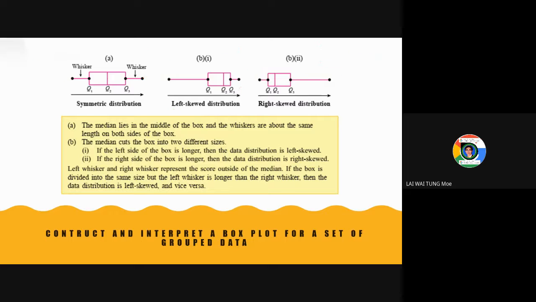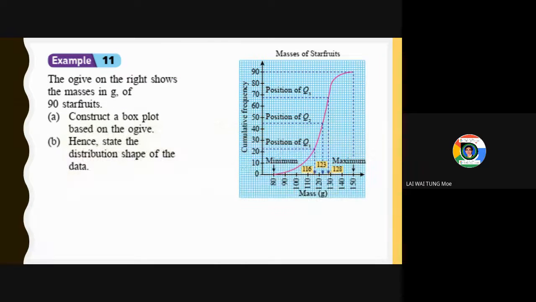Okay, so let's look at an example. The ogive on the right shows the masses in gram of 90 star fruits. Construct a box plot and hence state the distribution. This ogive is already drawn for you. If you want to construct a box plot, you need to know the minimum value, the maximum value, and then Q1, Q2, and Q3. So all these 5 values you need to determine before you construct a box plot.